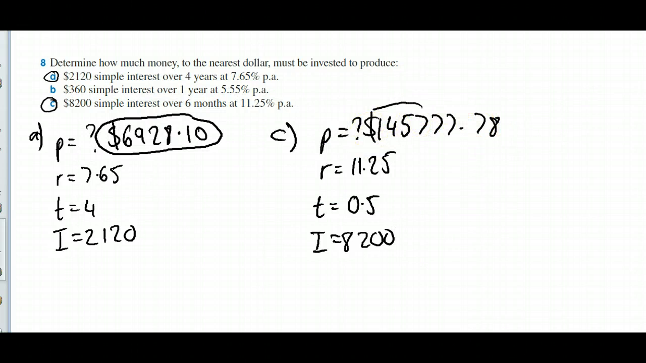There we go. That's the amount of money we need to invest in order to get that interest returned.